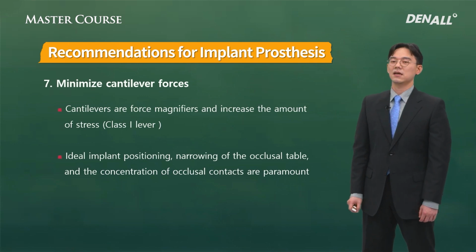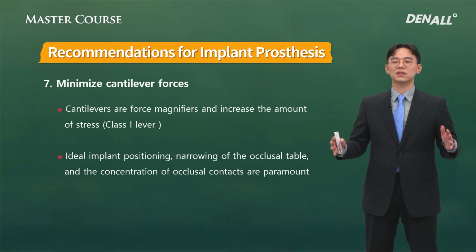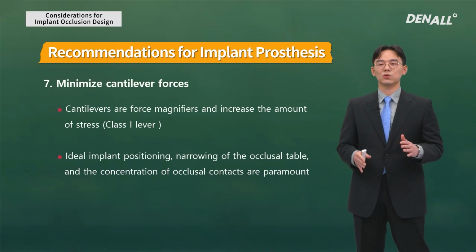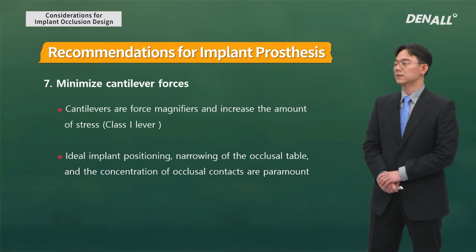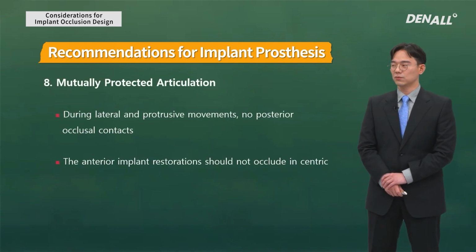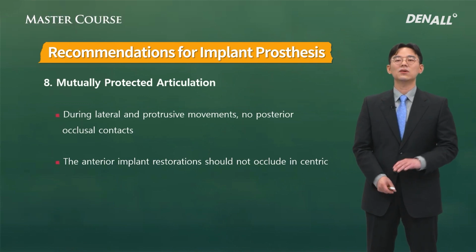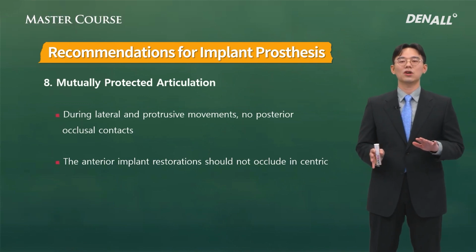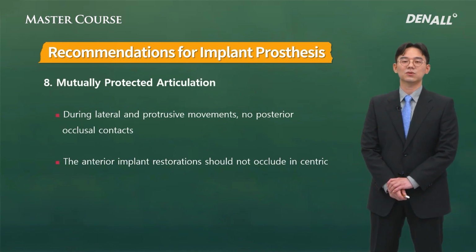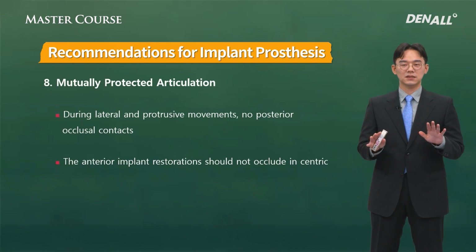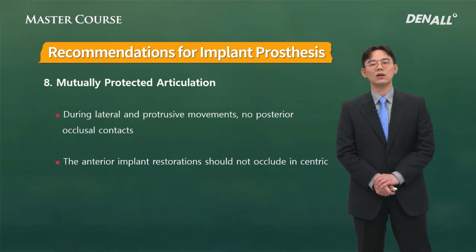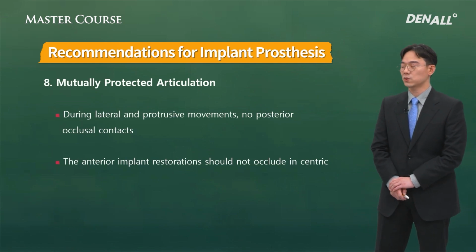Seventh, cantilever forces need to be minimized. Cantilevers are force magnifiers. Implant positioning, narrowing the occlusal table, and concentration of occlusal contacts are paramount. Lastly, mutually protected occlusion is very important. Of course, you should not change the occlusal pattern if a patient is adjusted to it and there's no pathology. However, mutually protected articulation is recommended more than any other occlusal scheme, so this should be considered important.